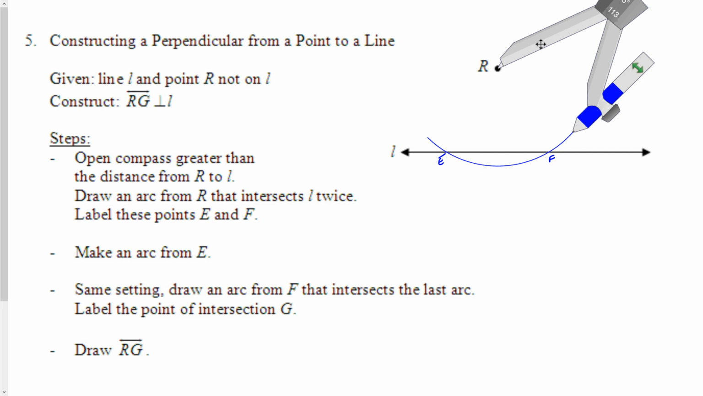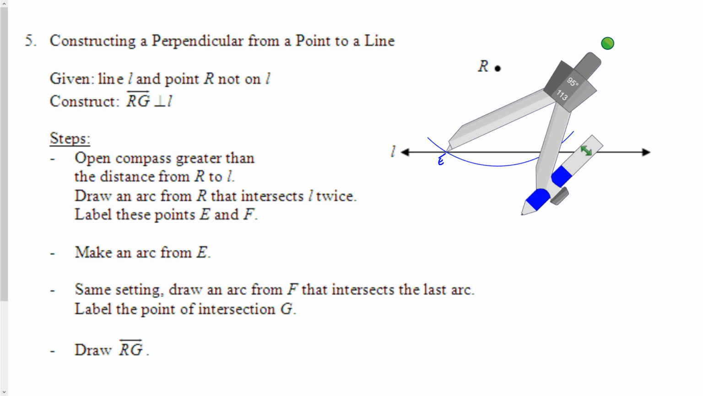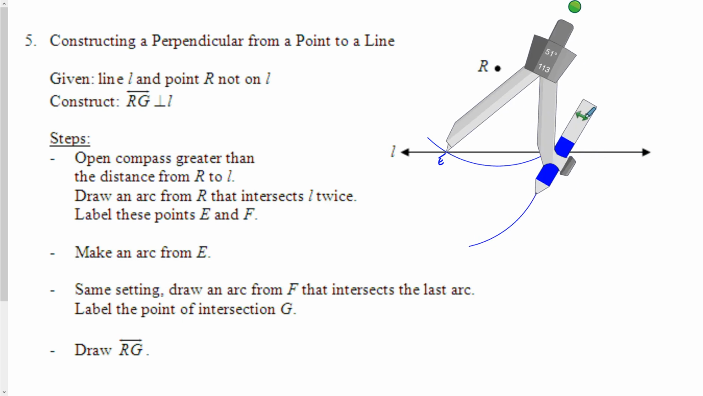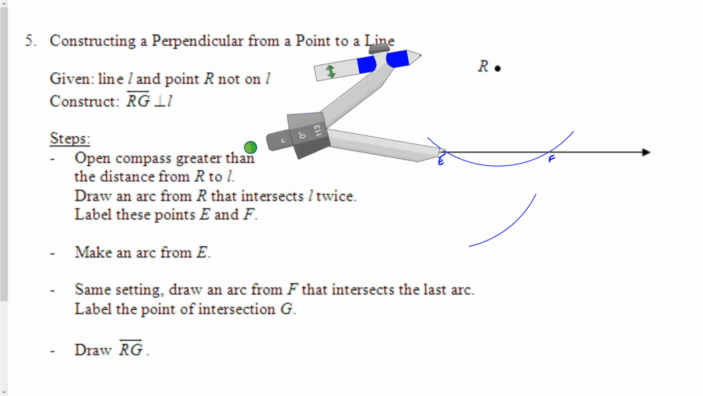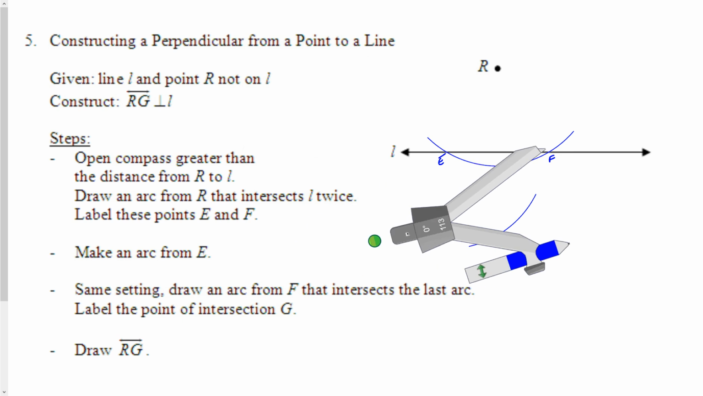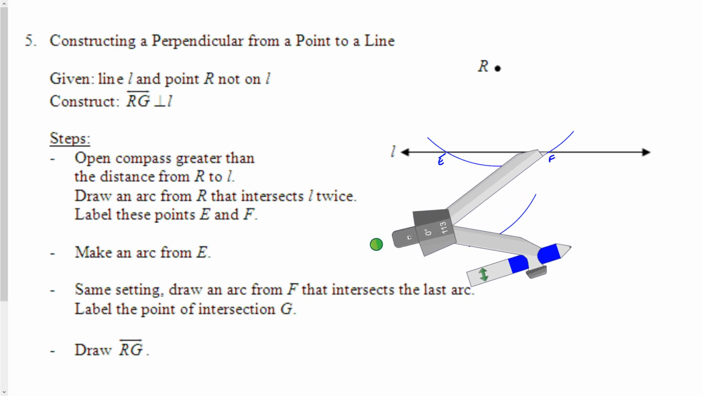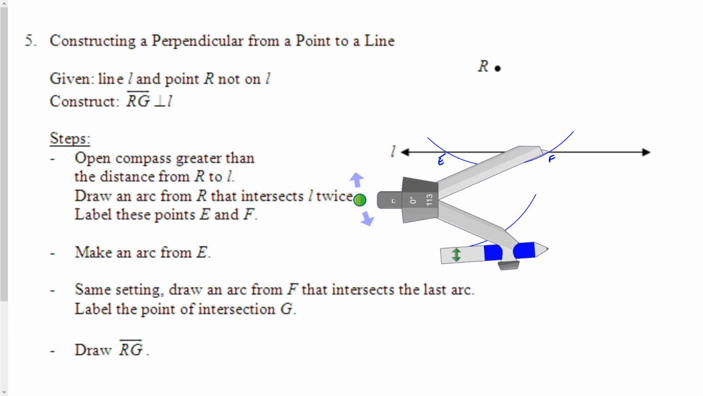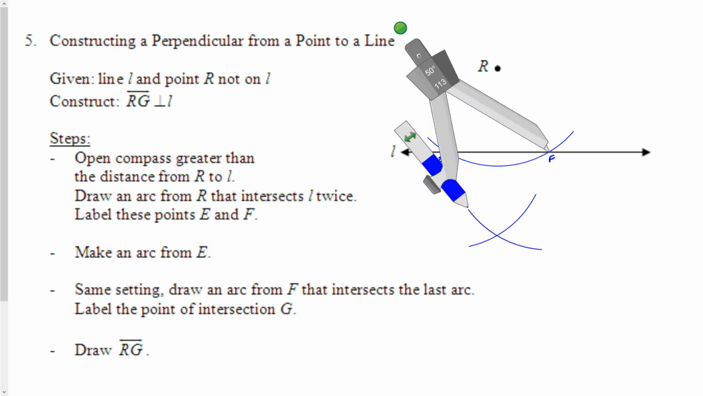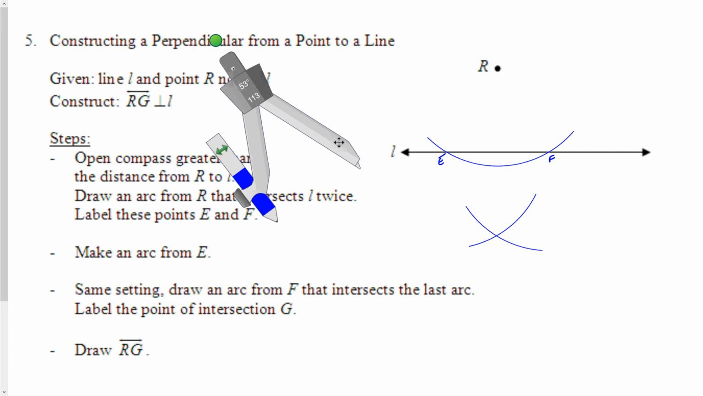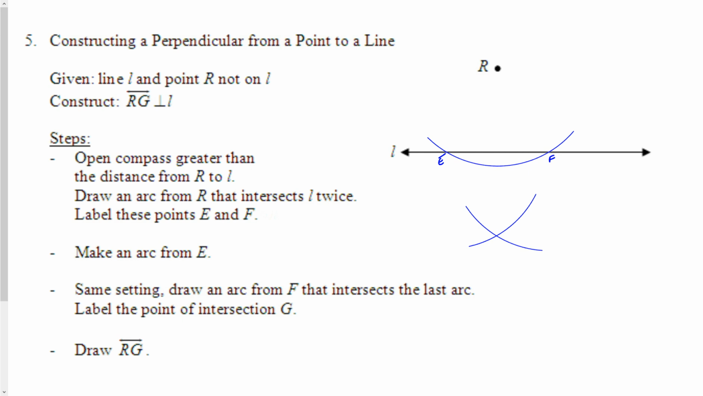Now, I generally keep my setting the exact same. I move my compass down here to point E. I create another arc underneath. Keeping the same setting again, I'll move my compass over to F and make another arc that intersects. So now this intersection is going to be labeled G just for this example.